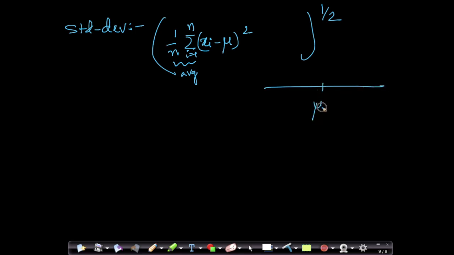So let's assume this is my mu, this is my x1 and this is my x2, right? I want to get this squared distance. I'm taking these distances, squaring them, taking the average, and square rooting it, applying the square root because I've squared it here. What it's telling me is the typical deviation of each point from the mean. So, on a similar note, let's understand median absolute deviation.